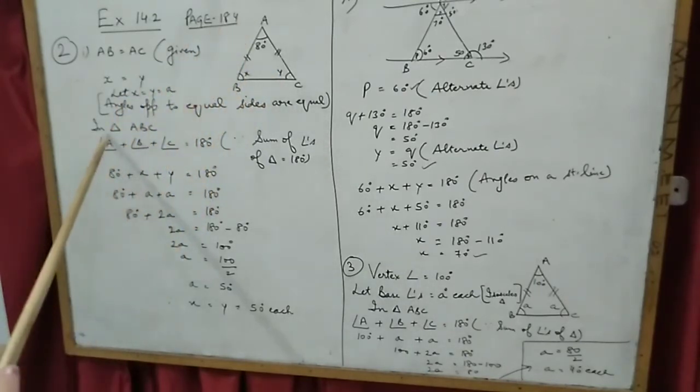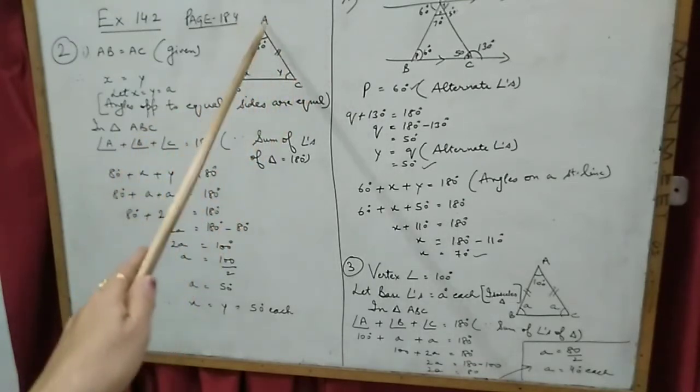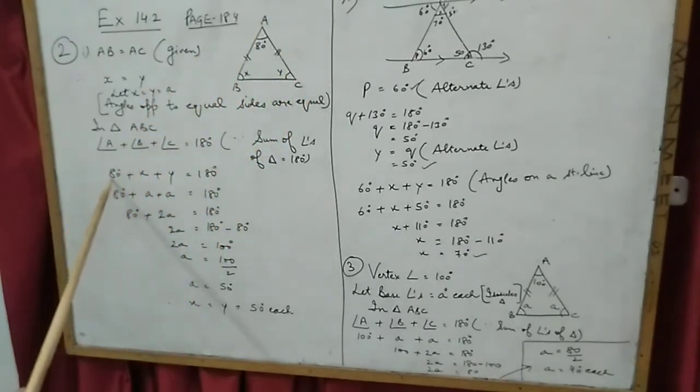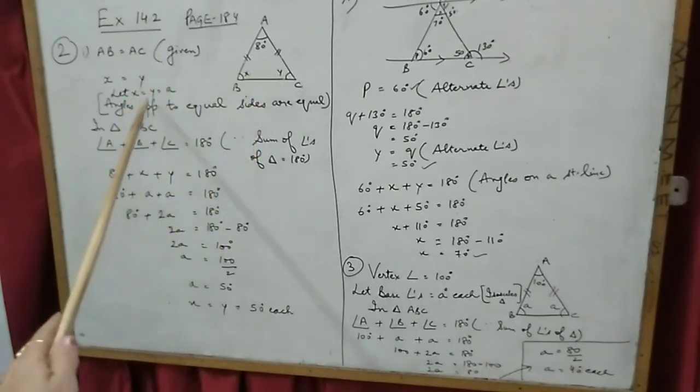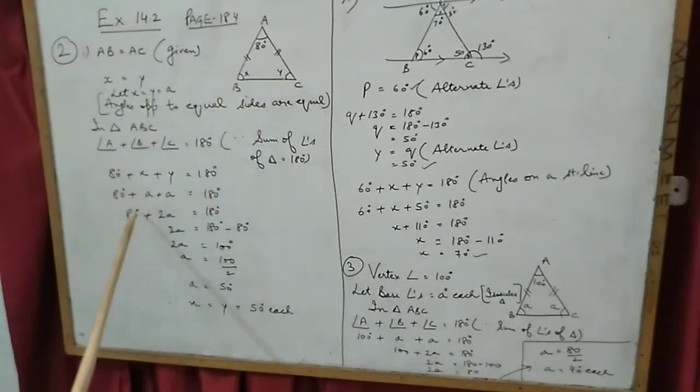Now in triangle ABC, I have taken this triangle. The A value is given, B and C are not given as X and Y, but instead of X and Y we have taken A. So A and A means 1A and 1A, 1 plus 1, 2A. So 80 here is added. When it goes to the other side of 180 degrees, it will be subtracted. 180 minus 80, we will get 100 degrees.